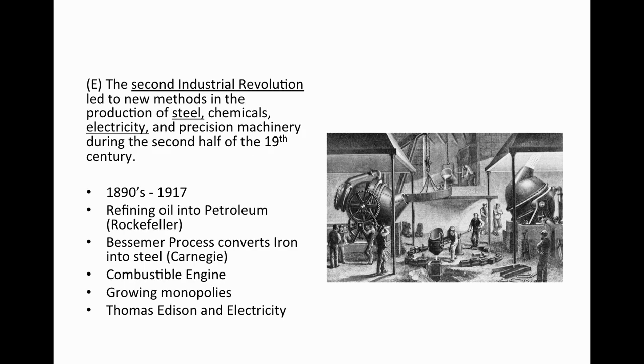Subconcept E. A second industrial revolution leads to new methods in the production of steel. Notice I underline that. Chemicals, electricity. Notice I underline that too. And precision machinery. So basically, we want to understand in the late 19th century, or late 1800s, it's the John D. Rockefellers who are going to emerge, and they're going to really, again, come up with new methods of producing, in this case, petroleum, right?